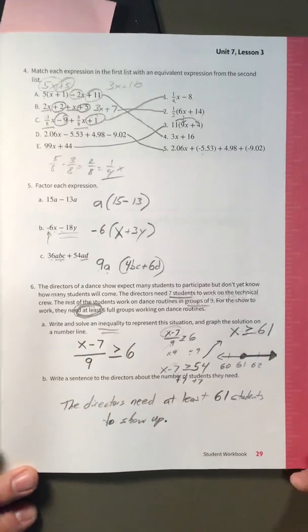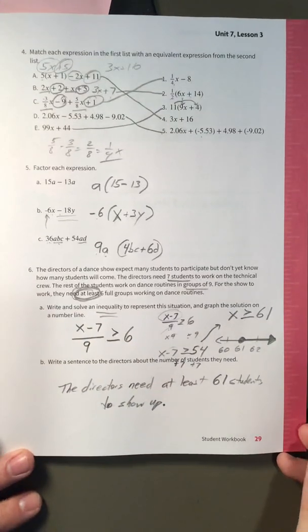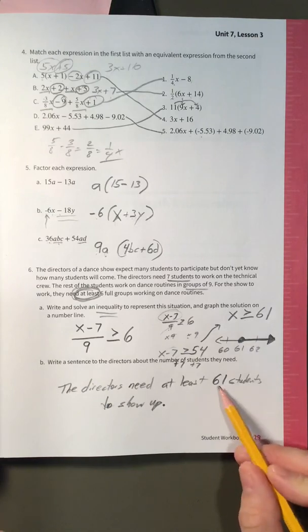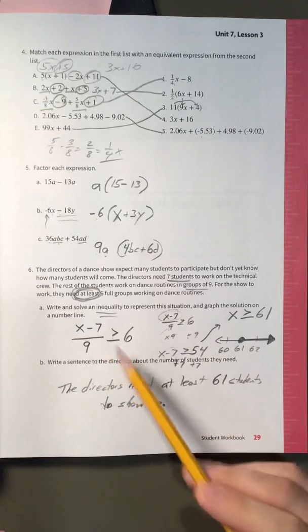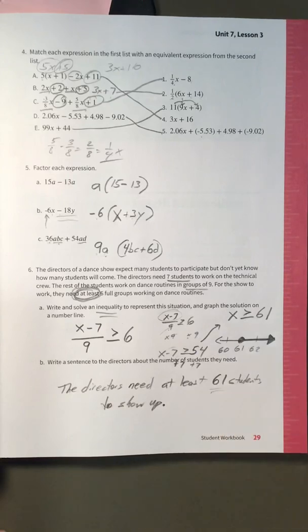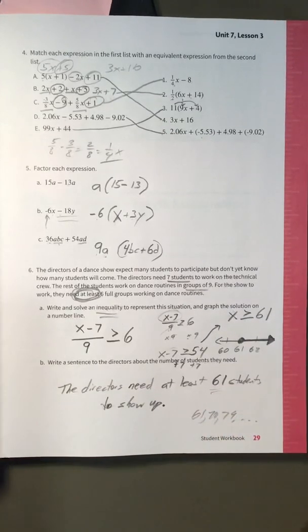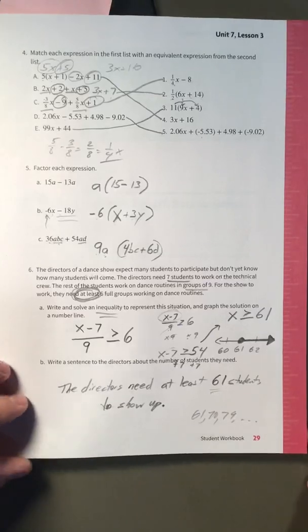Now, I guess if I was a director, since you're doing groups of 9, it would be really nice to be in multiples of 9. Okay, so anything added on, because remember 7 people are going on the crew, any multiple of 9 bigger than 61 would probably be ideal, so you don't have a big group or small group. 61, 70, 79, and so on, that would be ideal, but that's not always possible.